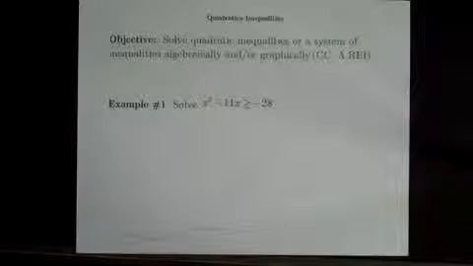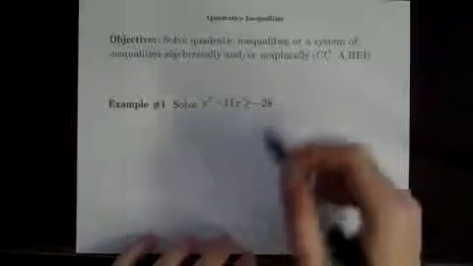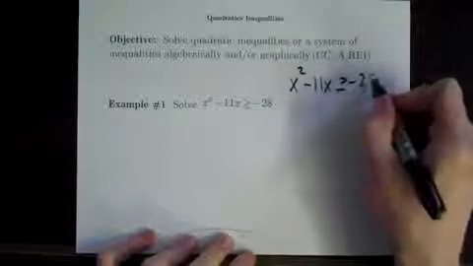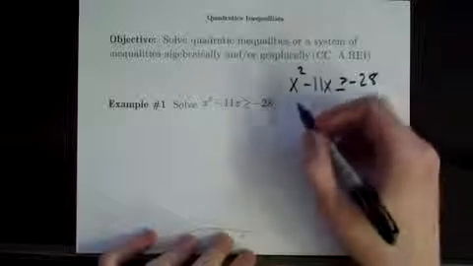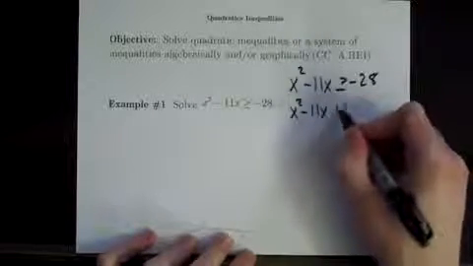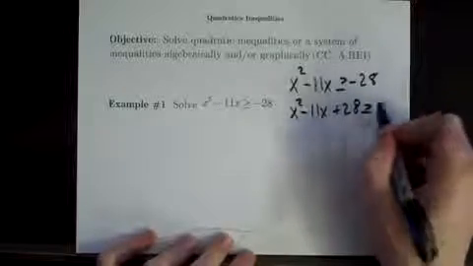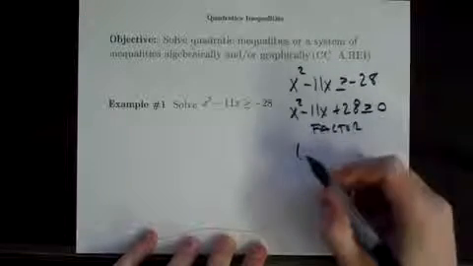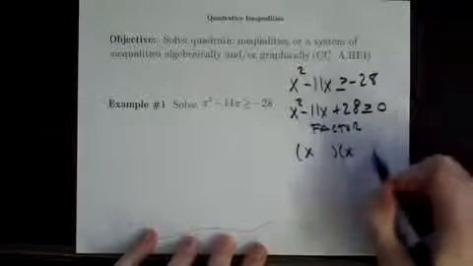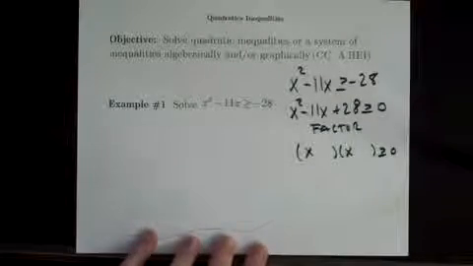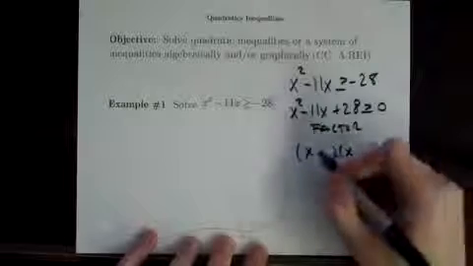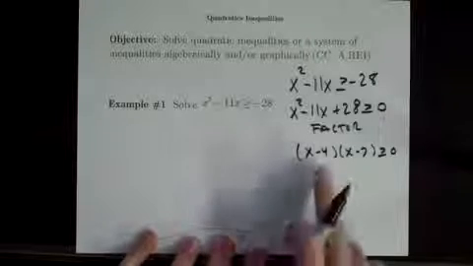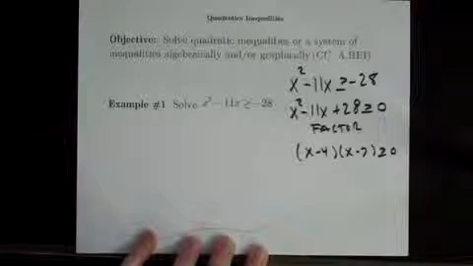Solve x squared minus 11x is greater than or equal to negative 28. An equivalent form would be to add 28 to both sides. So we're going to factor. Now we're starting off with a relatively straightforward problem, so you can probably assume that it's going to be able to be factored easily. 28, 7, and 4. Negative 4 times negative 7 is positive 28, and negative 4 plus negative 7 is negative 11.